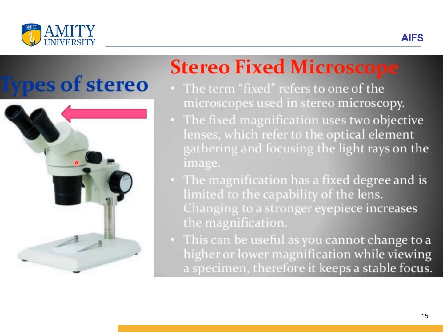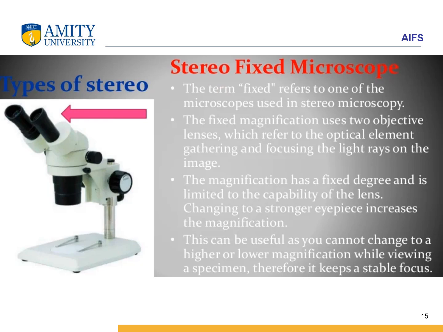If I change this eyepiece to a stronger eyepiece, it would increase or zoom in the images. This can be useful as you cannot change to higher or lower magnification while viewing a specimen, therefore it is kept in stable focus. So this is one type, that is the stereo fixed microscope.